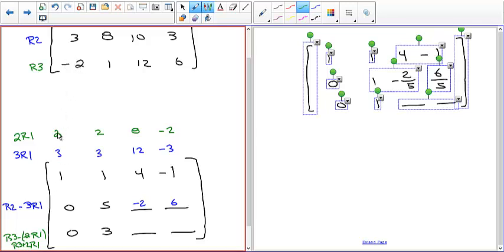So negative 2 plus 2 is 0. 1 plus 2 is 3. So that confirms I did it right. 2 plus 8 is 10. And 6 plus a negative 2 is 4. So that's that one.